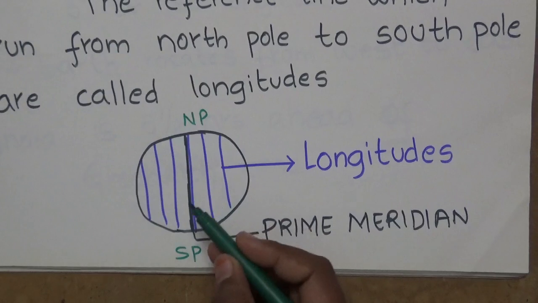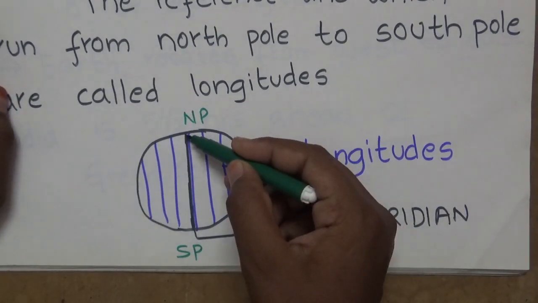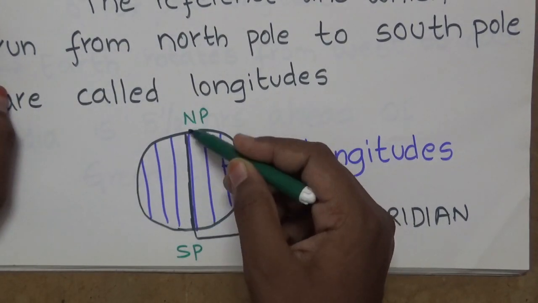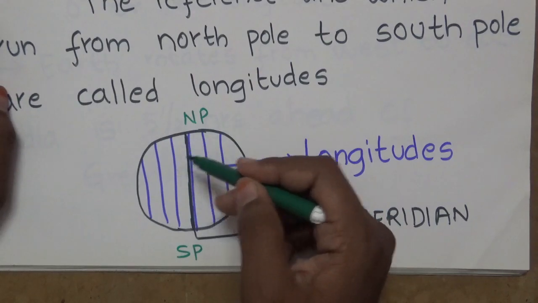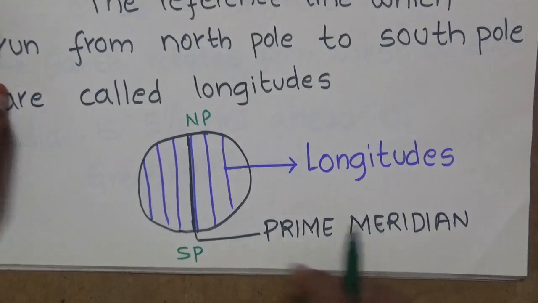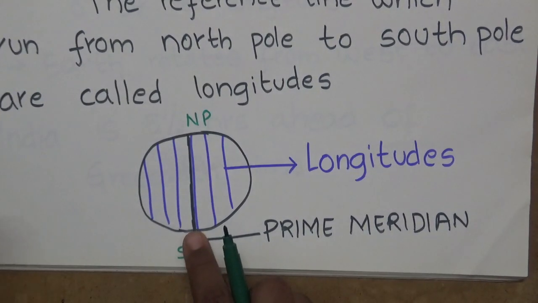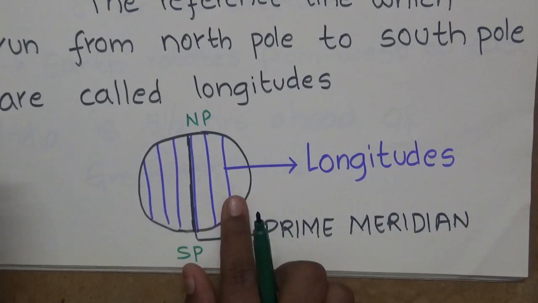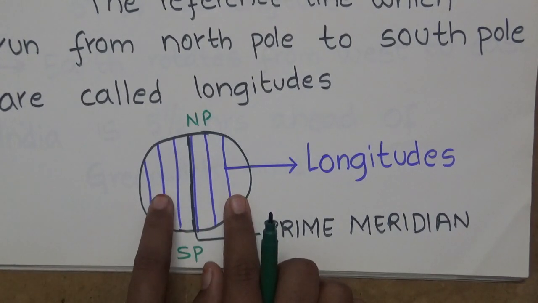So now, the dividing line which divides the earth into two equal parts vertically is called the prime meridian. This will be in the middle of the earth. This divides the earth into two equal halves, that is the eastern hemisphere and the western hemisphere.